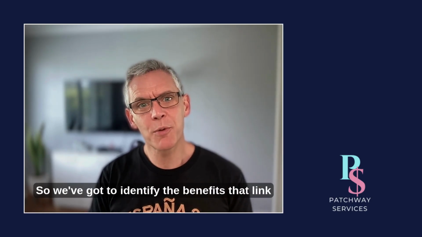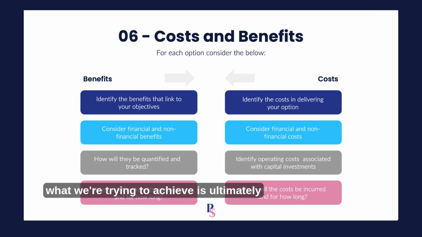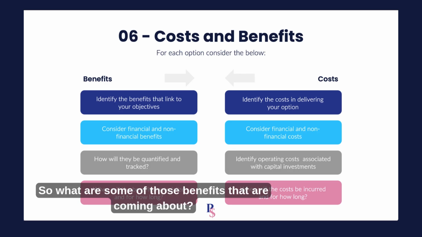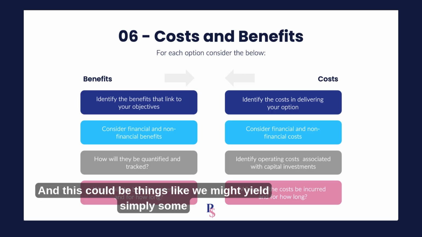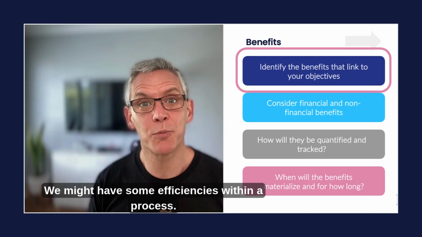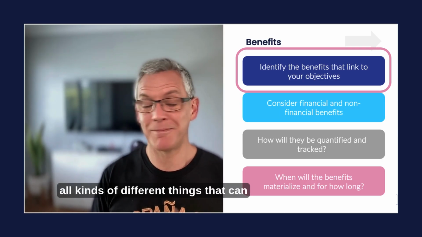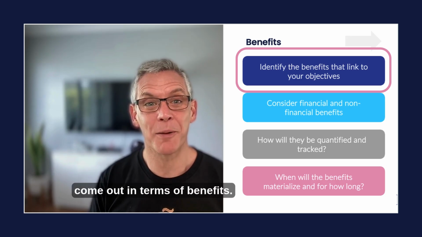So again, we've got to identify the benefits that link back to our objectives. The objective statement, what we're trying to achieve, ultimately gives us that framing position. So what are some of those benefits that are coming about? This could be things like we might yield quite simply some cost savings. We might have some efficiencies within a process. There might be additional sales. All kinds of different things can come out in terms of benefit.